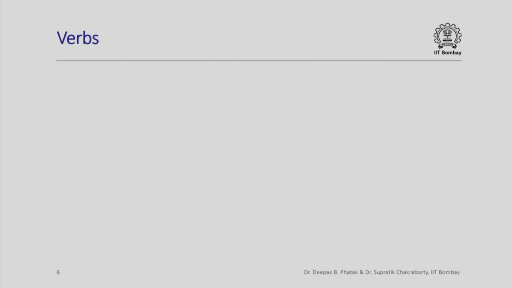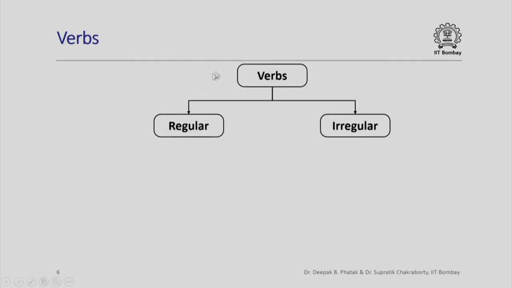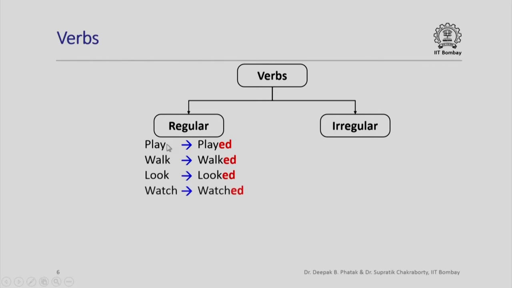So here is how we might go about trying to solve this problem. We'll classify verbs into two major categories for purposes of generating past tense. So these are regular verbs and irregular verbs. A regular verb is one where you can just take the string that represents the verb and suffix ed to it to get the past tense of the verb, like play, played, walk, walked, look, looked, watch, watched. Irregular verbs, on the other hand, are verbs where you can't do this to get the past tense. For example, be, was, speak, spoke, eat, ate.